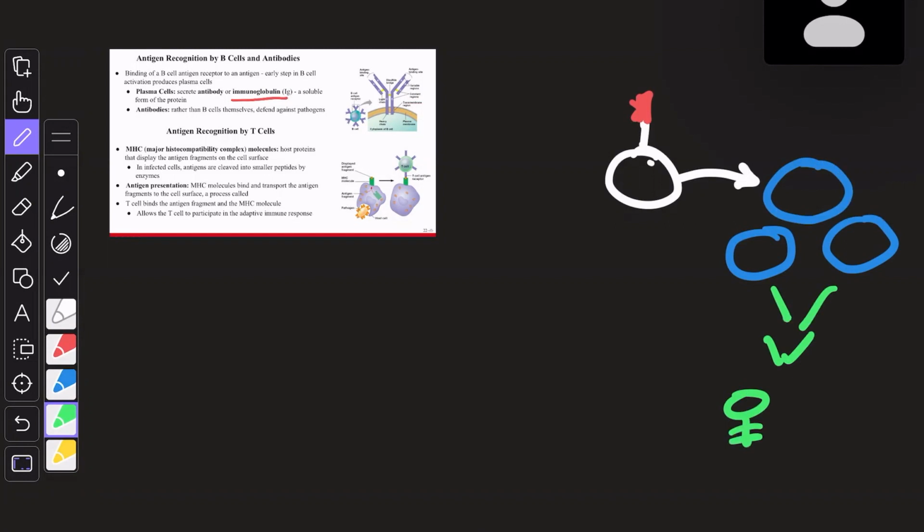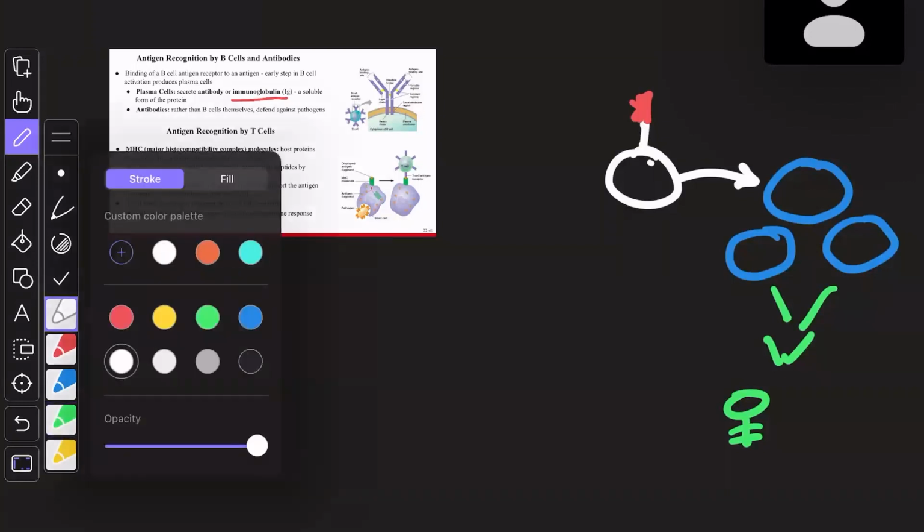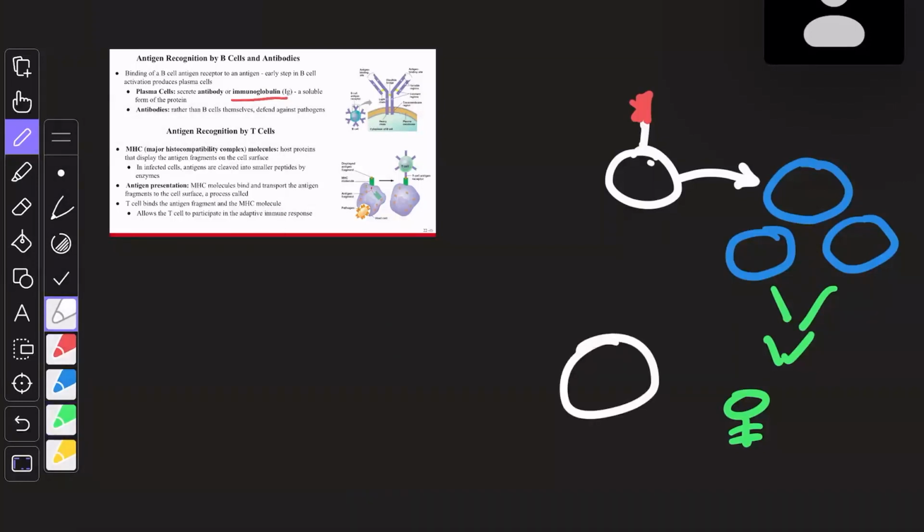The antibodies are then going to find the pathogen and surround it. So let's say I've got my cell over here and I've got my pathogen. Well, this is my pathogen cell. I'm going to have all of these little guys. They're going to come over here and they're going to attach themselves like a little army.